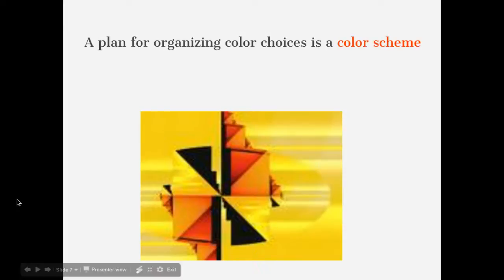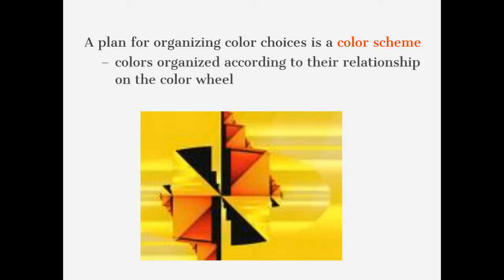So in this particular piece, you can see there's various colors of oranges and golds, yellows and blacks. And this was planned. A planned organization of colors is known as a color scheme. And they're organized according to their relationship on the color wheel. All these colors are similar and next to each other on the color wheel. So it creates a sense of unity, continuity, etc.